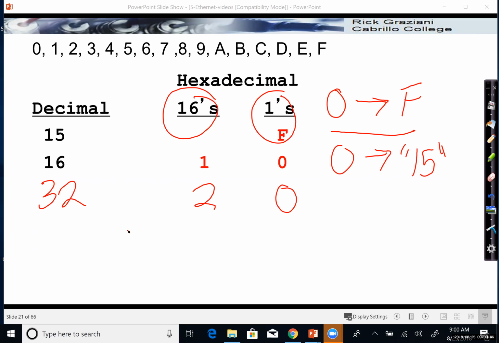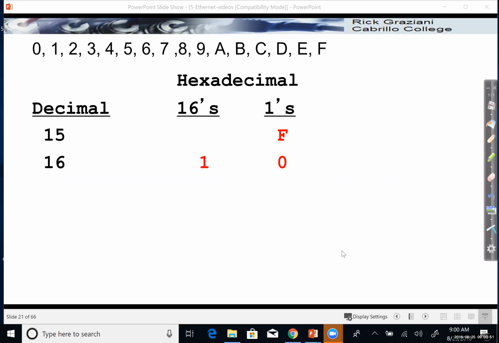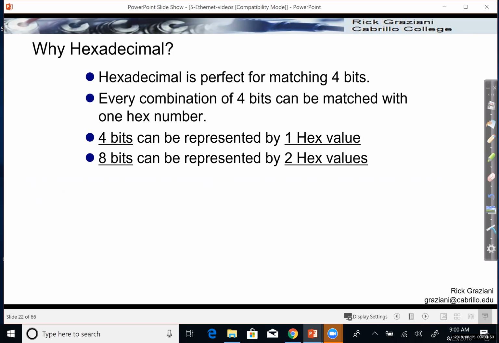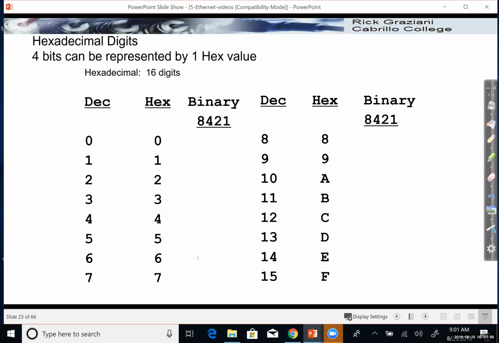All right, so let's talk a little bit about why we use hexadecimal. The beauty of hexadecimal is that it's perfect for matching 4 bits. Okay, so you'll see this in the binary video if you haven't already seen that about binary. But with the beauty of hexadecimal is that we can represent any 4 bits with 1 hexadecimal digit. Okay, so if you're familiar with binary, if you're not, we will be talking about it in another video.